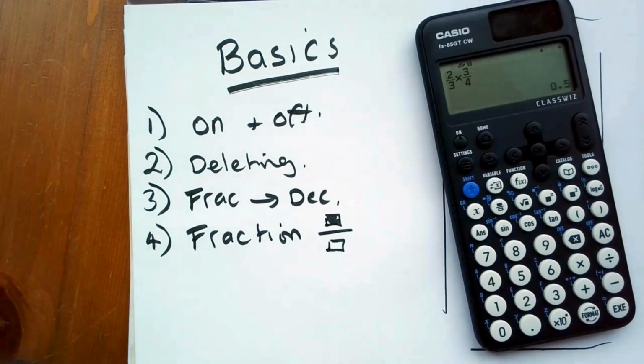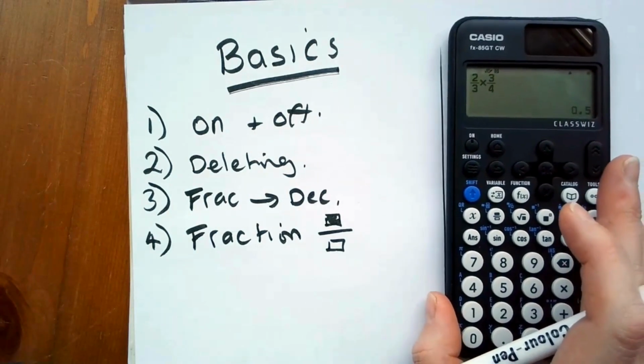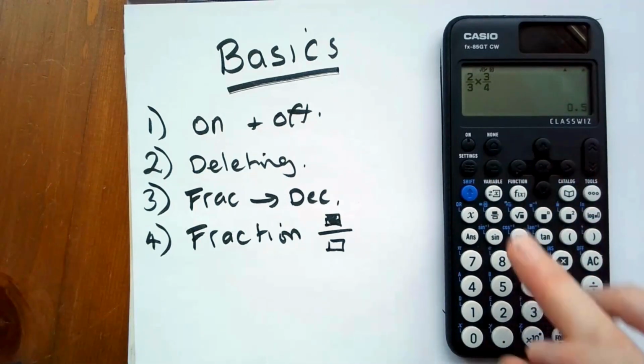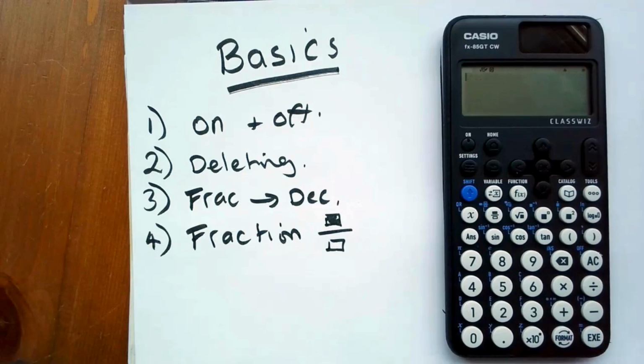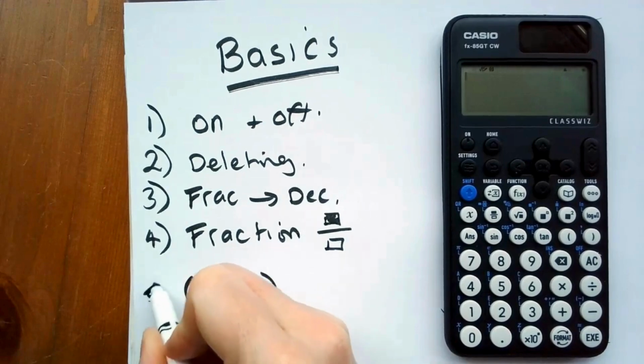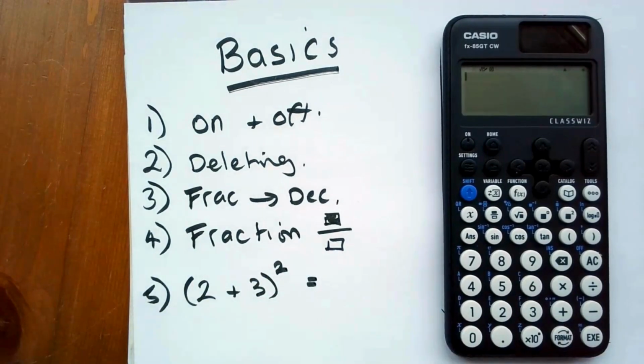Okay, and the last one we're going to look at for this video is brackets. Quite often we need to use those, so let's clear everything and start again. We're going to put in a bracket with an index. The calculation we want to do is this. This is our fifth one, and we want to square that, and we want to know what the answer is. So we're going to type it into the calculator using the bracket button.